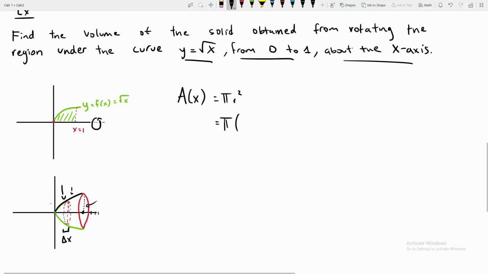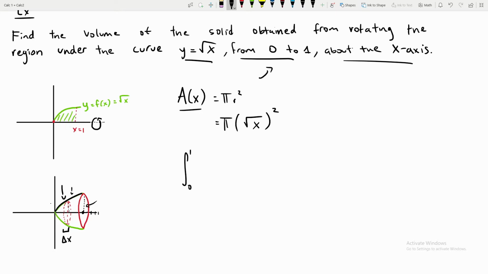Well, it's the y coordinate of the function square root of x, which happens to be the one that they gave us. And obviously we're going to keep that squared. Now it's pretty easy. We have the area, and all that's left to do is to take the integral from the bounds. And the bounds were given to us in the question. It was 0 to 1.